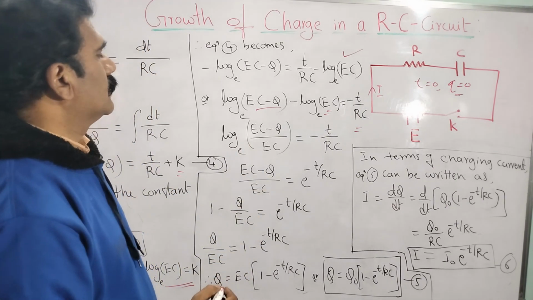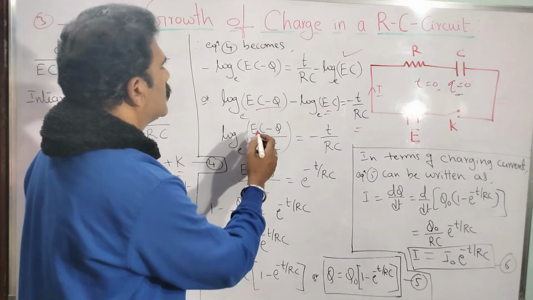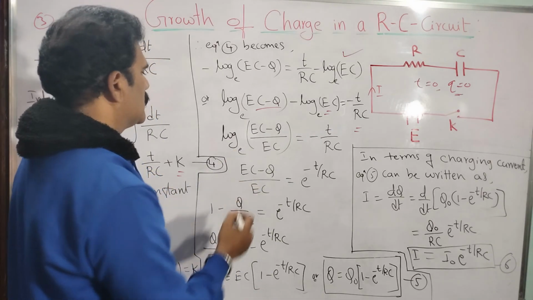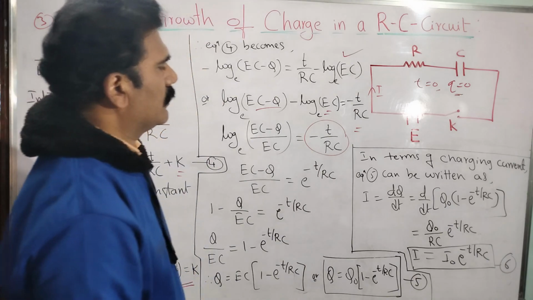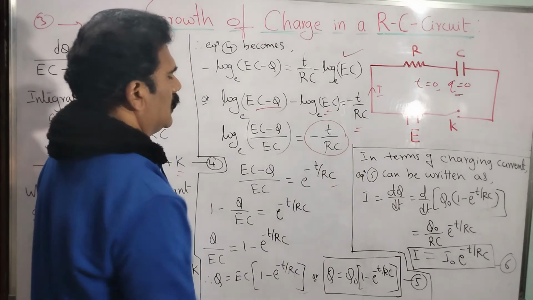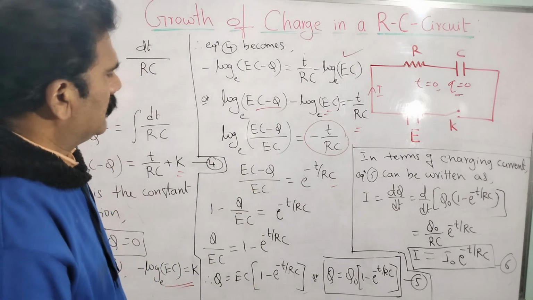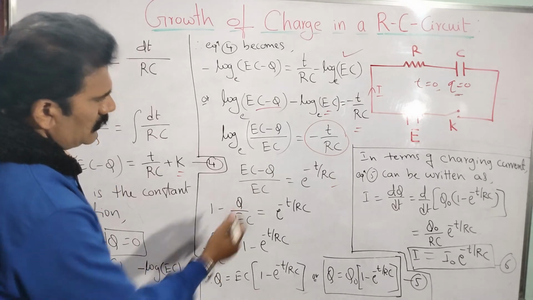Okay. So all terms are logarithmic terms with base e, so you can eliminate the log now. On the left hand side you will get EC minus Q by EC is equal to, this e is there, no? So base e, log of base e, so the entire term minus T by RC will become the exponential term. So e to the power of minus t by RC when you eliminate the log. Clear? Okay.